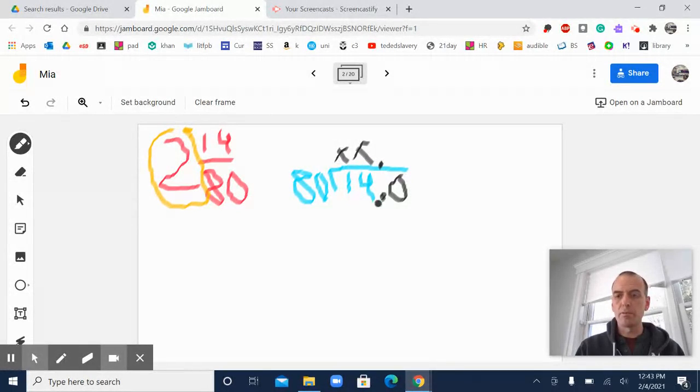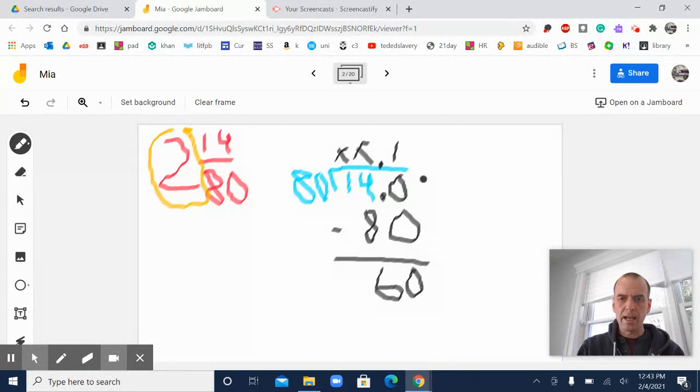Does 80 go into 140? Well, 80, 160. So 2 times is too much, right? So it goes in 1 time. So I put a 1 here. 80 times 1 is 80. All right. I subtract this. I get 140 minus 80 is 60. But I don't want a remainder, so I'm going to add a 0. And I'm going to bring it down.